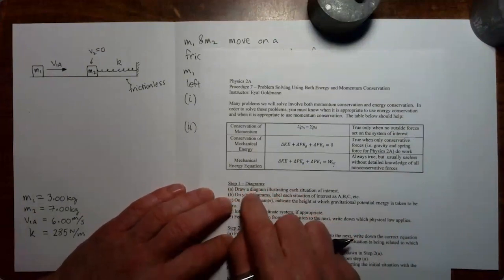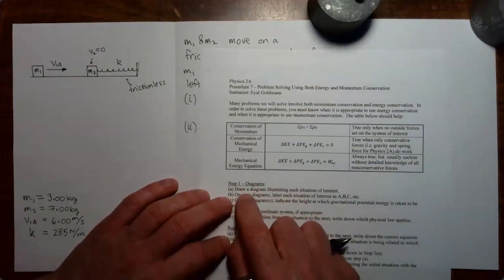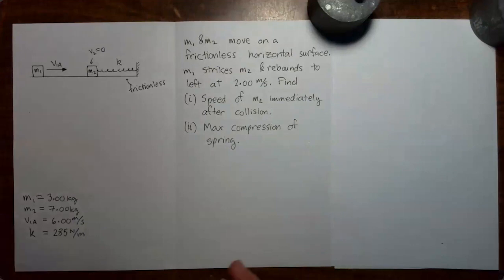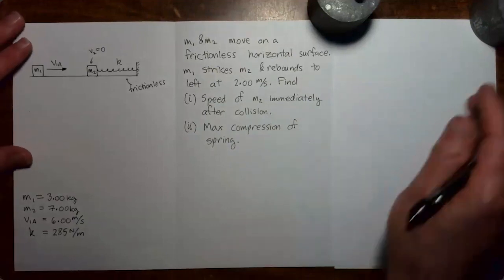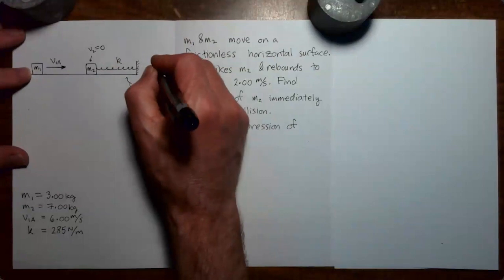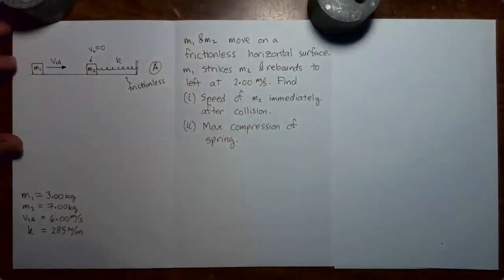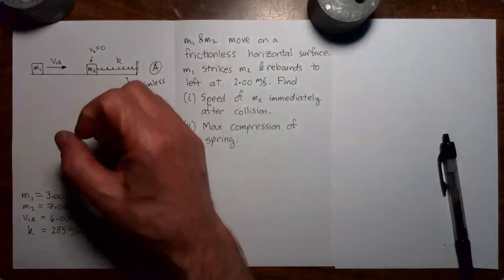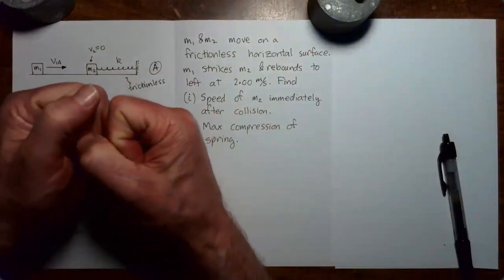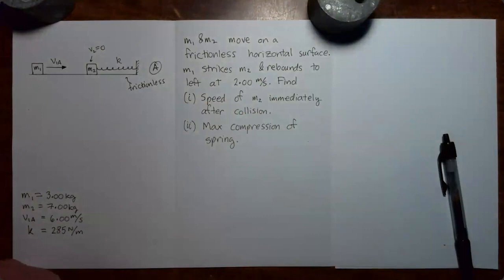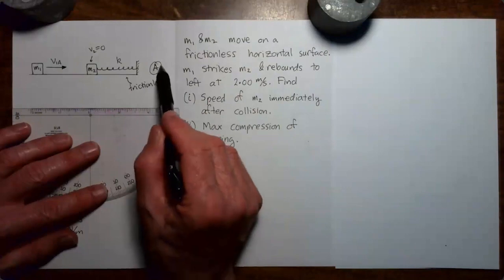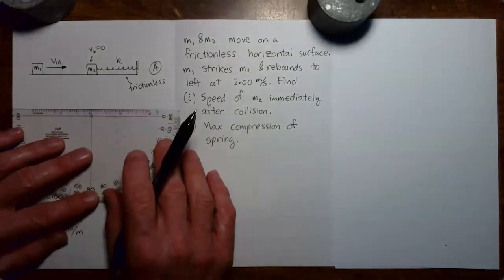So let's go to the handout now. Step 1, it says diagrams. So part A, draw a diagram illustrating each situation of interest. Now, one thing we have to figure out here is what are the situations of interest that we want to sketch. Anytime we have a collision, we will always have one moment of interest immediately before the collision and one immediately after. So what's going to happen here is that mass 1 is going to come in and collide with mass 2, and then the masses are going to separate. That's a collision. So we have one moment of interest immediately before the collision. So I have just labeled this scenario A.